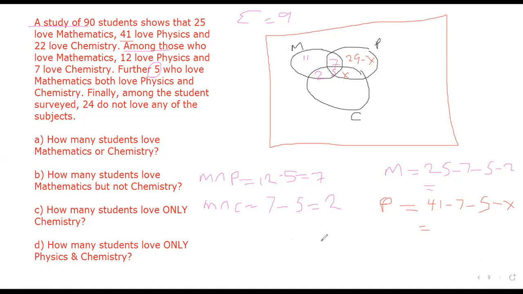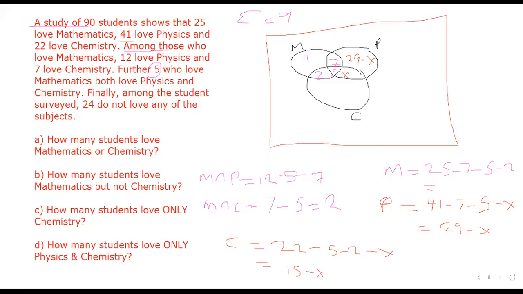22 love chemistry. So this is 22 minus 2, minus 5, minus 2. Chemistry will be 15 minus x. We get 15 minus x.